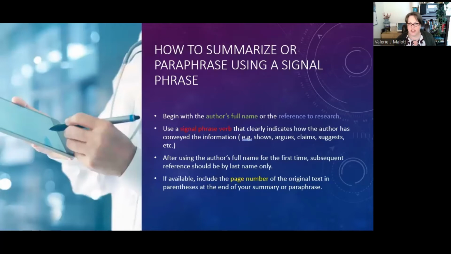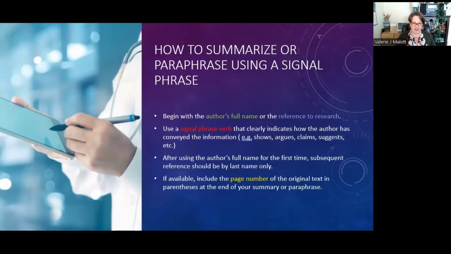Summarizing and paraphrasing using a signal phrase. Again, you're going to use the author's full name or refer to the research. You use that active signal phrase verb that indicates how the author has conveyed the information. They show, they argue, claim, suggest, so on and so forth. And then after using the author's full name for the first time, the subsequent references should only be by last name. Do not be familiar and call Sherry Turkle Sherry, right? You're not her pal. You don't know her.